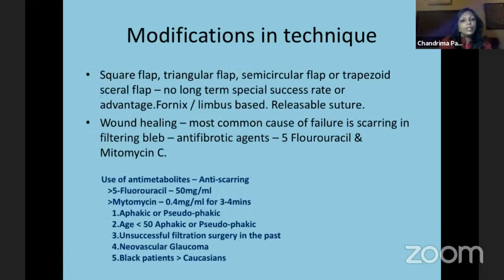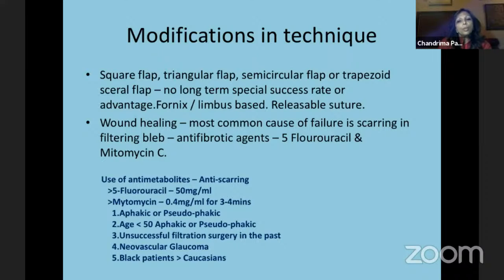The modifications in technique have come with the scleral flap: the square flap, the triangular flap, the semicircular flap, the trapezoid flap. A lot of these have changed over the years, the fornix-based, the limbus-based, the releasable sutures. But in the long run, I feel it's that which works best in your hands that you should stick to.